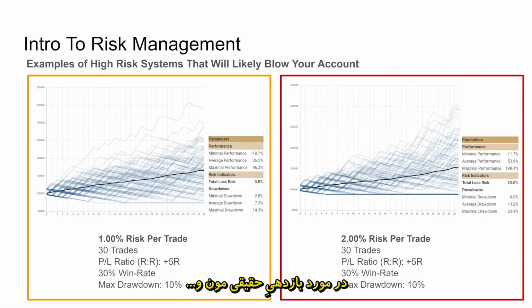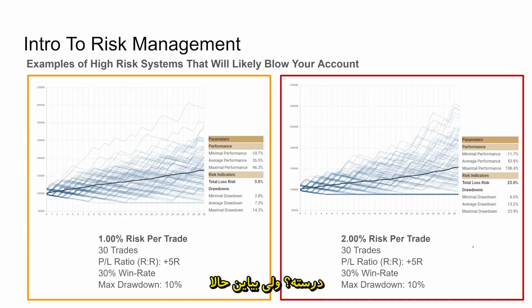Now, in terms of our actual performance, it's not bad, right? 26%. This could be representative of a month of trading, if we're trading on average one trade per day. Maybe on some days we take 2, on some days we don't take any trades at all, right?